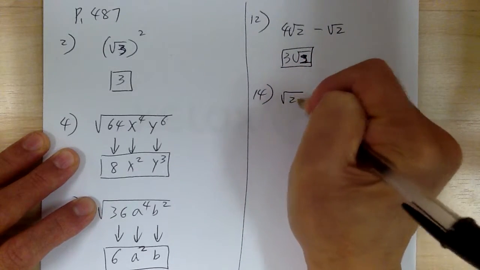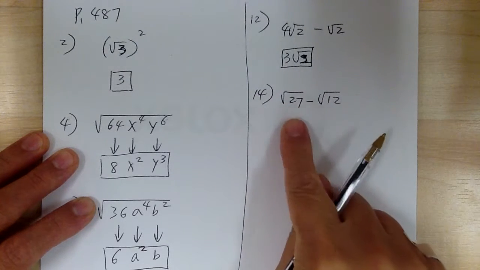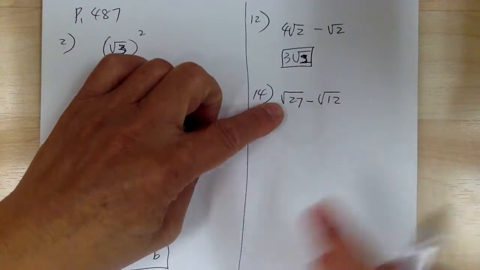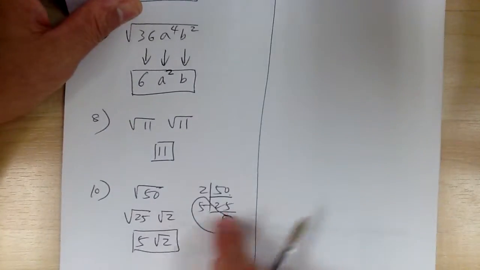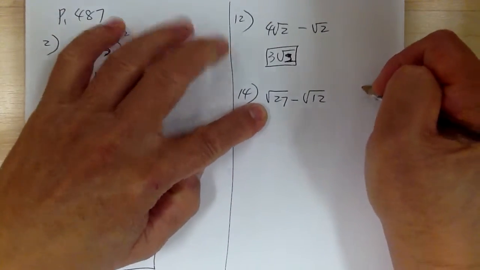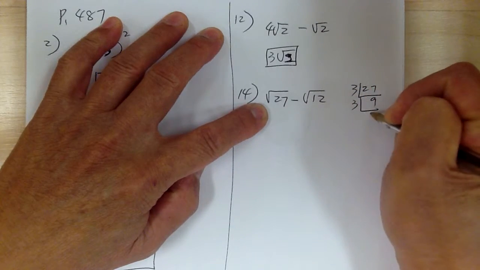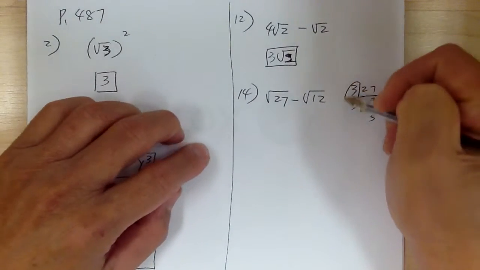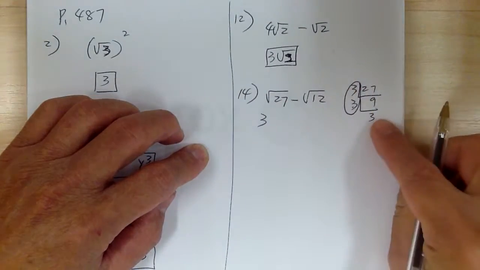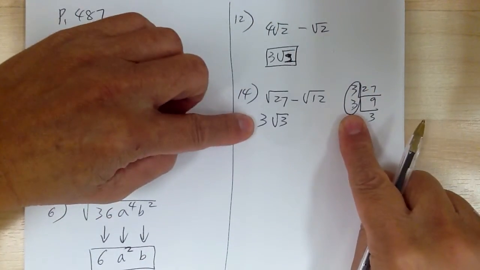Okay, let's go to number 14. You have the square root of 27 minus the square root of 12. You need to simplify each one of these, so you can go off to the side and simplify each. Again, you can use either method. I'm going to use the factoring method. 27 divided by 3, I get 9. Divided by 3, I get 3. So 2 radicands make one integer, and the leftover stays inside the square root. Again, these 2 make that.